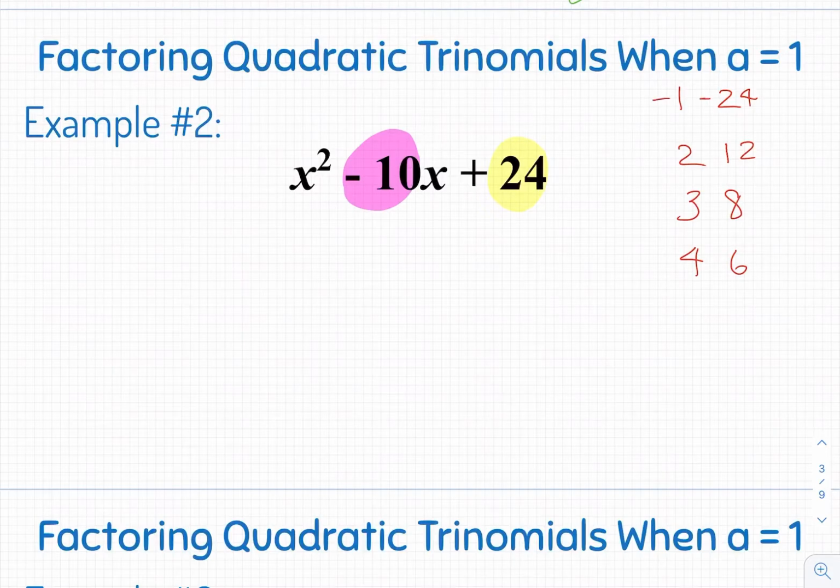So we know that they're both going to need to be negative numbers. Otherwise, they wouldn't multiply to be a positive and add to be a negative. So once we get to this point, we just look through our options and we say, which of these multiply to equal 24 but add to equal negative 10? This last one right here. So the factors we're going to use are x minus 4 and x minus 6.